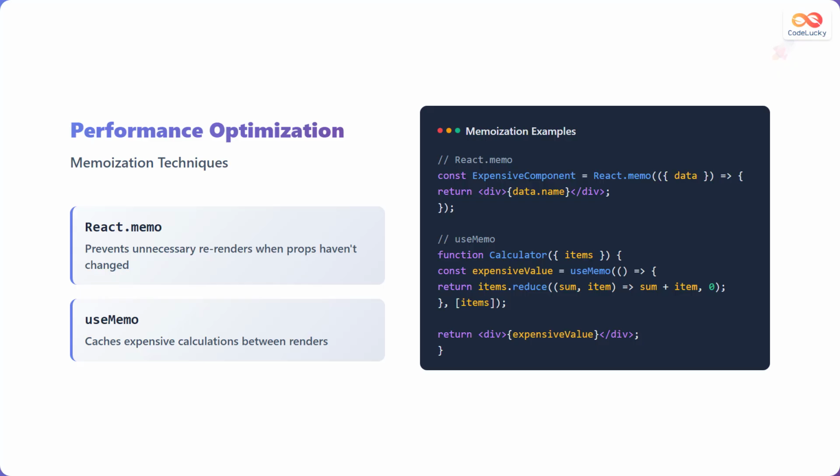The useMemo hook caches expensive calculations between renders. It accepts a function and a dependency array, recomputing the cached value only when dependencies change. useMemo is perfect for expensive operations like filtering large arrays or complex mathematical calculations. Both techniques help reduce unnecessary work, leading to smoother user interfaces and better performance, especially in large applications with deep component trees.